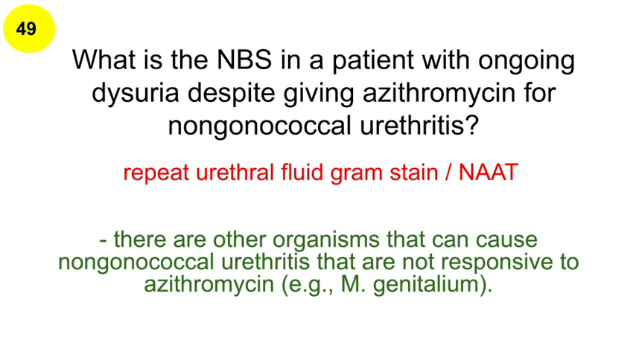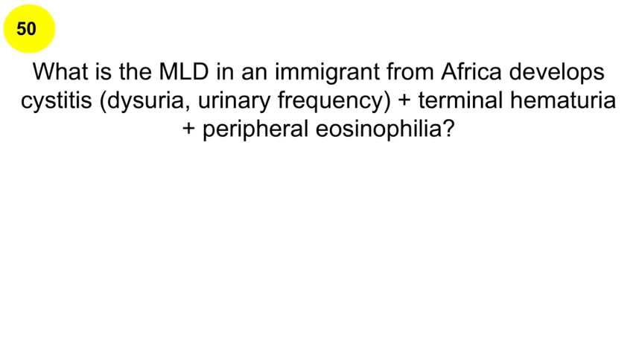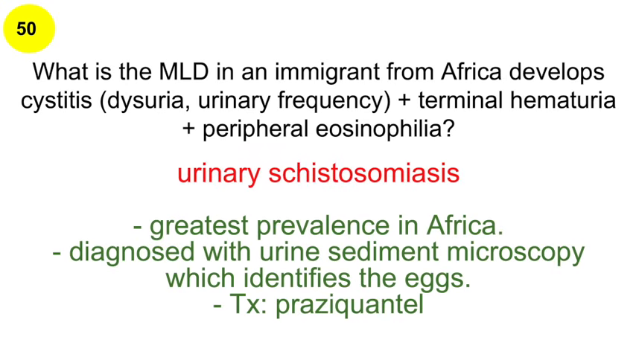What is the most likely diagnosis in an immigrant from Africa who develops cystitis with symptoms of dysuria and urinary frequency and terminal hematuria and peripheral eosinophilia? Urinary schistosomiasis. So this condition has the greatest prevalence in Africa and is diagnosed with urine sediment microscopy, which identifies the eggs. Once you confirm diagnosis, you want to treat with praziquantel.